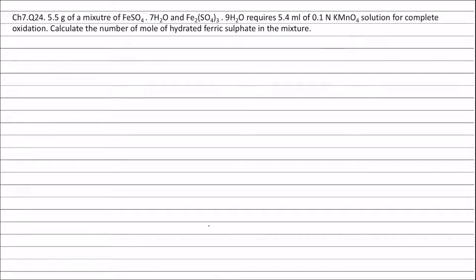The oxidation number of iron in FeSO4.7H2O is +2, and the oxidation number of iron in Fe2(SO4)3.9H2O is +3. Therefore, KMnO4 will oxidize the iron present in FeSO4.7H2O from +2 oxidation state to +3 oxidation state. Therefore, we can write equivalents of FeSO4.7H2O is equal to equivalents of KMnO4 solution.